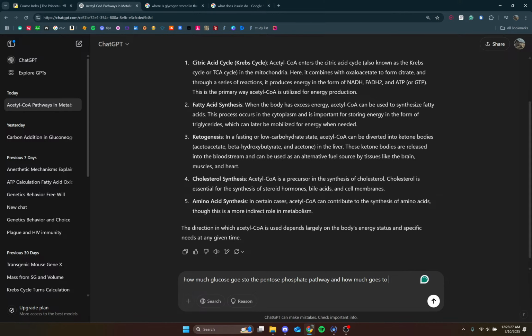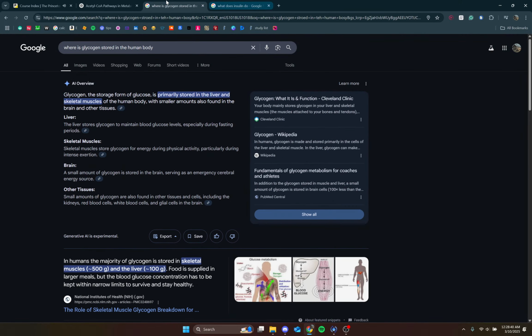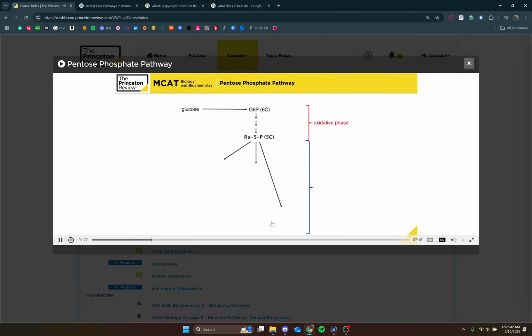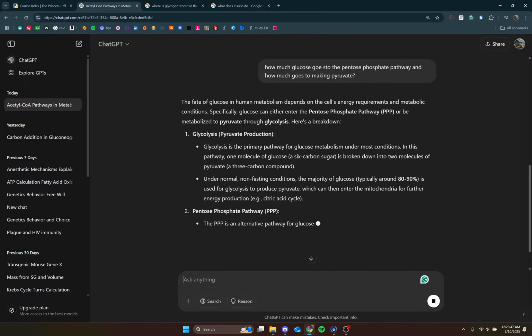There are 2 phases to the pentose phosphate pathway. The first phase is called the oxidative phase because we're going to be doing some oxidizing of glucose 6-phosphate. So glucose 6-phosphate is oxidized to ribulose 5-phosphate. This would be an oxidative decarboxylation. The enzyme that runs this phase is called glucose 6-phosphate dehydrogenase, or just G6PDH.